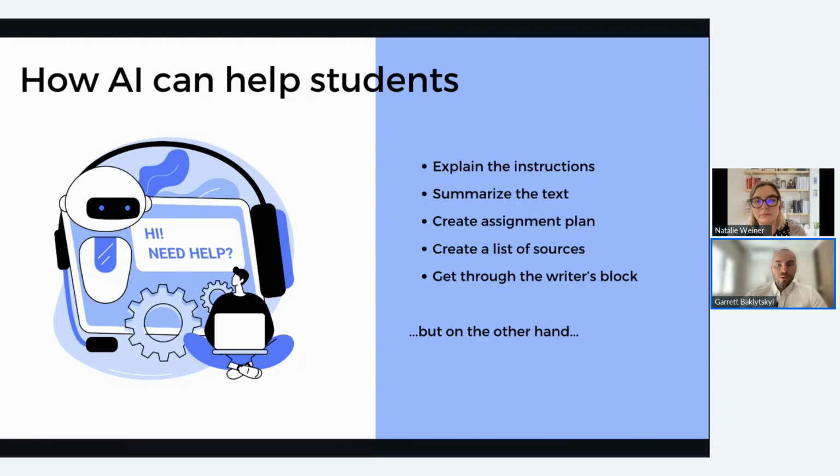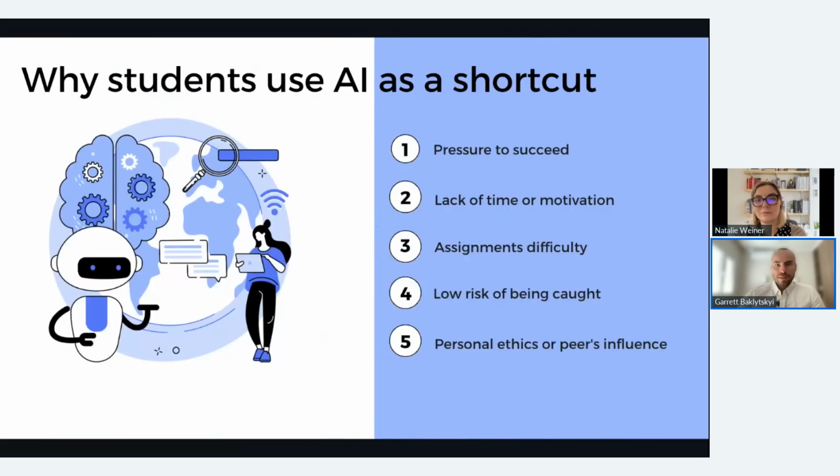Or students can get through the writer's block when they don't know how to start an assignment. They can ask ChatGPT to provide the first 5 sentences and give certain instructions that they were given in this assignment. And ChatGPT will quickly provide these 5 sentences, and a student can just be inspired by these sentences and paraphrase them, or just copy paste them in an assignment and continue working on it themselves. However, on the other hand, AI leaves another question about, is it a shortcut for a student?